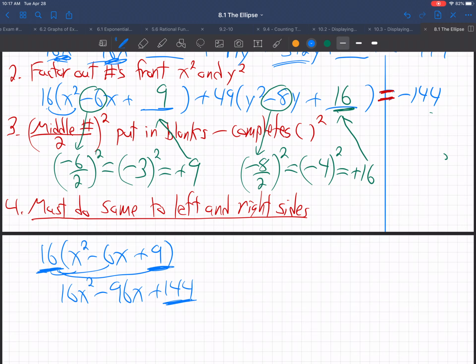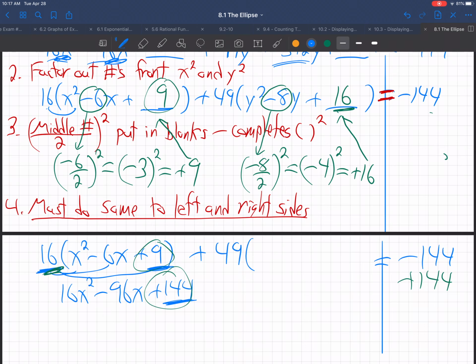So let's go back here. You've got to really add, here's the original 144. You've got to really add 144 to the right side, because that's what you really added to the left by putting this 9 under the influence of a 16. And then how about for the y stuff?